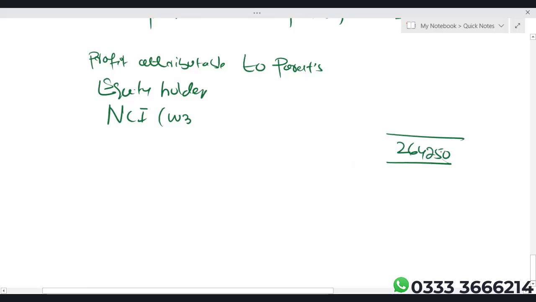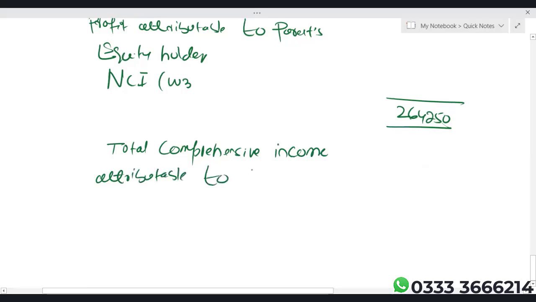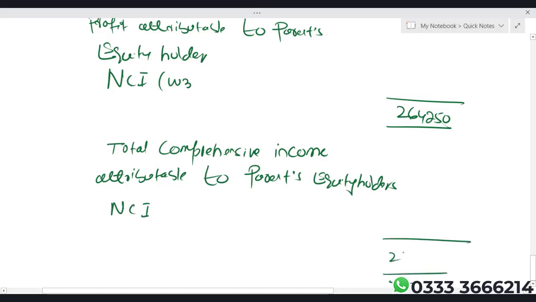And then we have to give share in the total comprehensive income as well. So total comprehensive income attributable to parents' equity holders, and then NCI. 2,70,050.